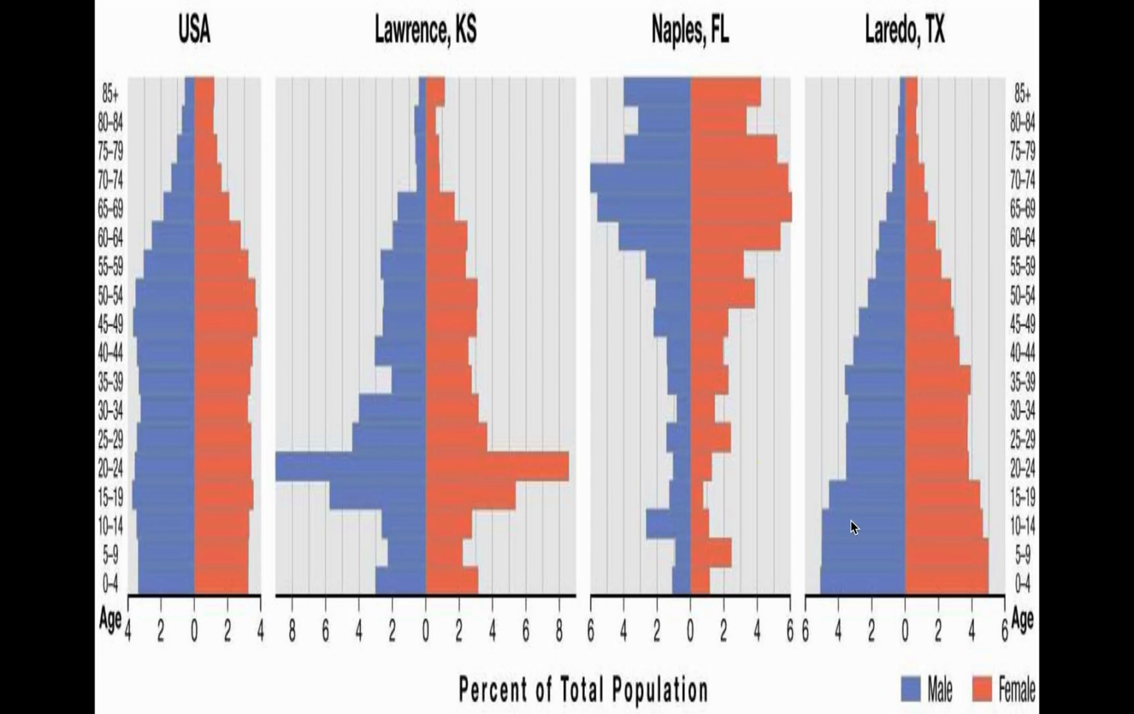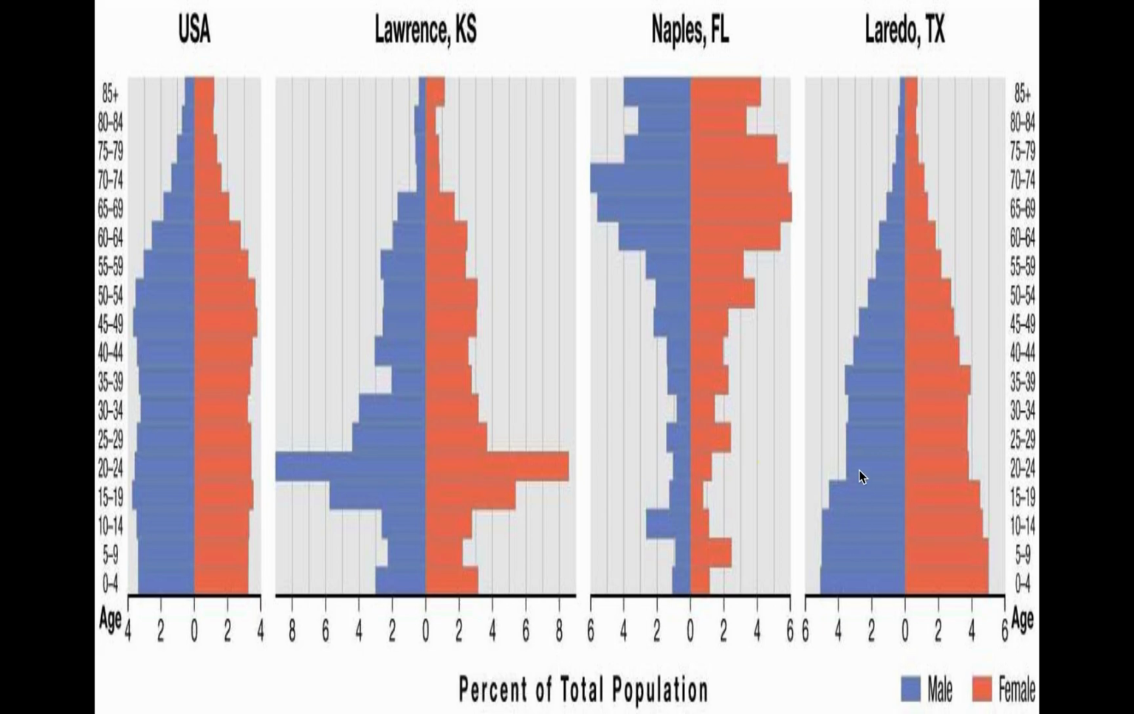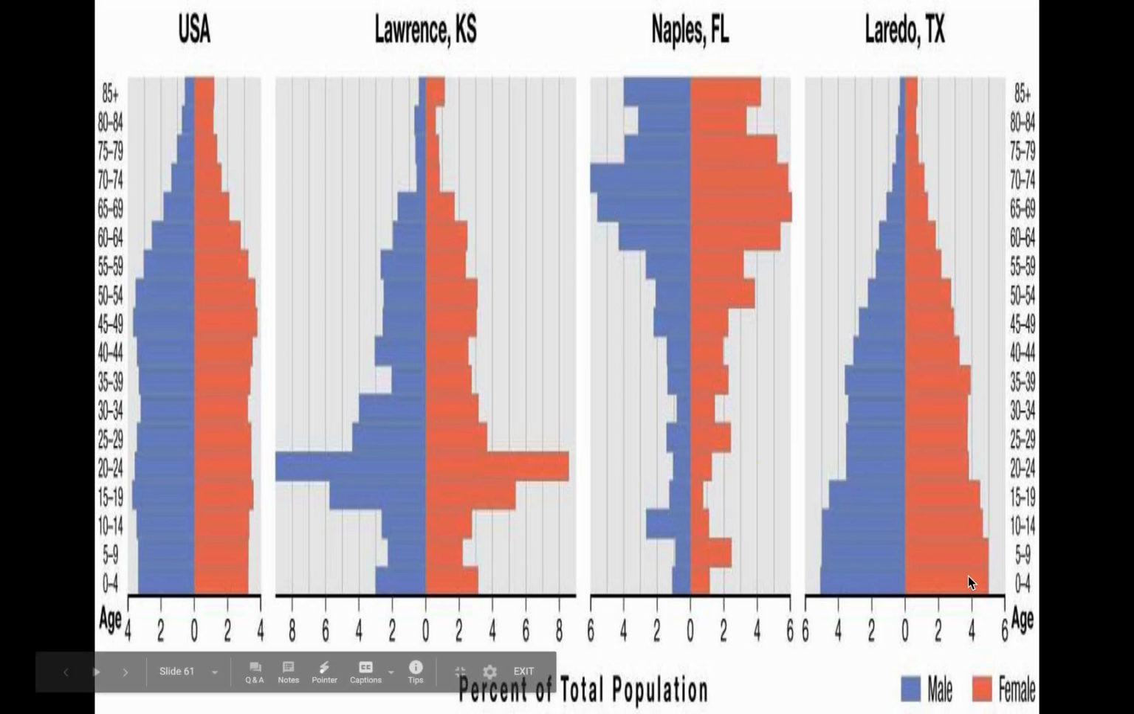Laredo, Texas, this shows you immigrants because of wide base. And this shows us they have a high CBR, so they have a high youth dependency, meaning the labor force cannot meet the needs of the youth dependence.